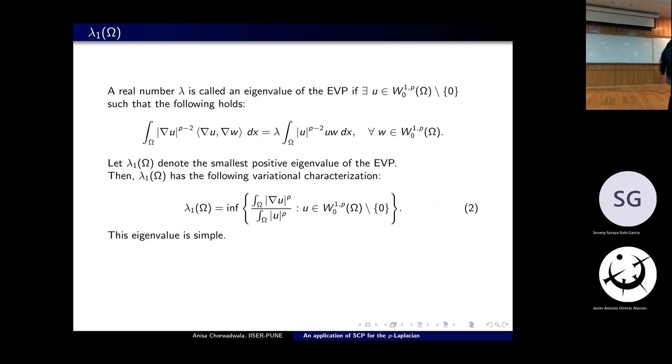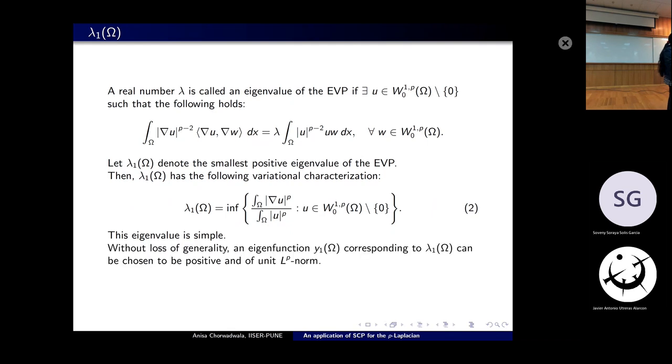So the eigenfunction corresponding to this eigenvalue doesn't change sign. So without loss of generality, we assume that y1 of Omega is the eigenfunction corresponding to this lambda 1 of Omega. We can choose it to be positive and of unit L^p norm because the eigenspace is one dimensional, so we can just get hold of one eigenfunction which satisfies this property.